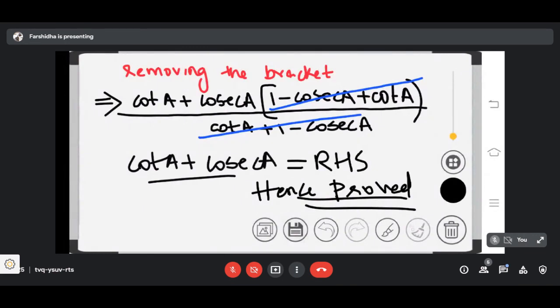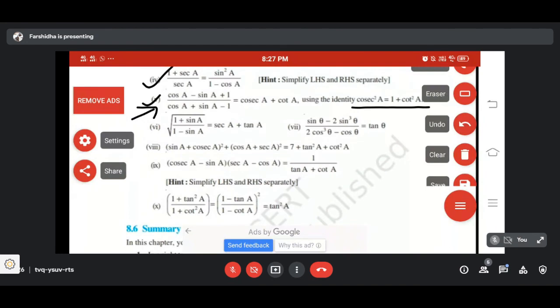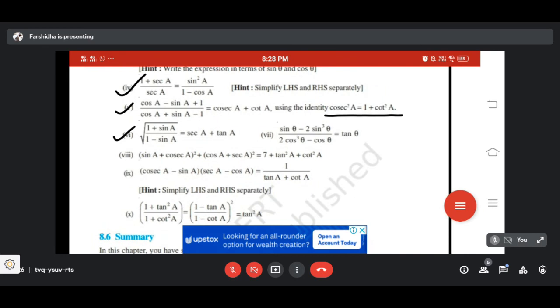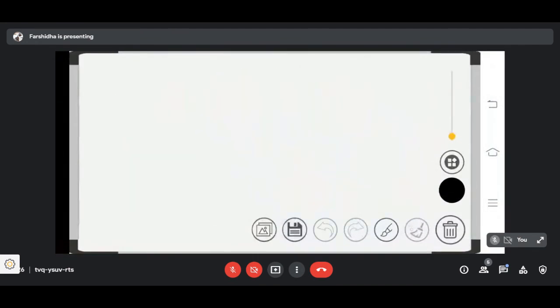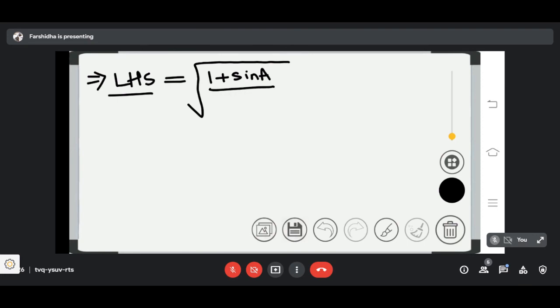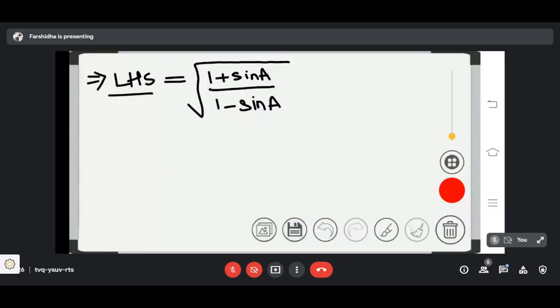The next one, question number 6. Sixth one, root of 1 plus sin A by 1 minus sin A equal to sec A plus tan A. So we'll start from the LHS. Root of 1 plus sin A divided by 1 minus sin A. So the first step will be dividing numerator and denominator by cos A. So we're going to divide all the terms by cos A.